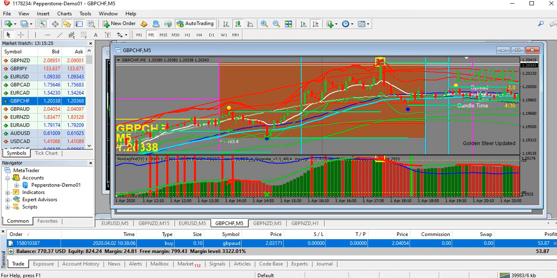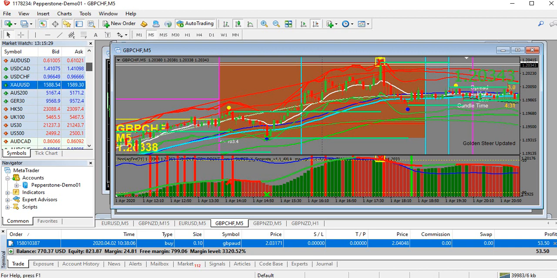So I'm trying to show you setups for trades. I'm showing you a setup on gold, so you can take a look at how it works.